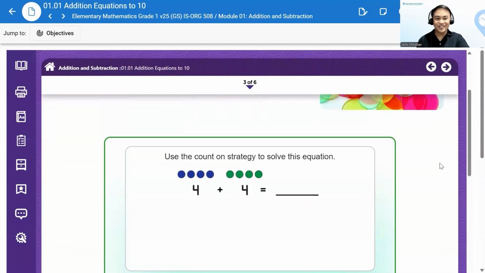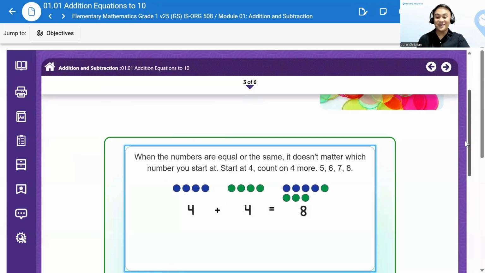How about our last equation? Use the count-on strategy to solve this equation. 4 plus 4 equals... Now, let's use the count-on strategy. 4, 5, 6, 7, 8. What is the answer? 8. Let's see if our answer is correct. Are you ready?